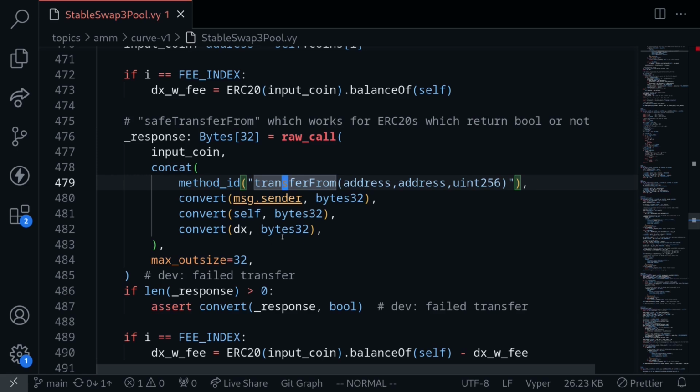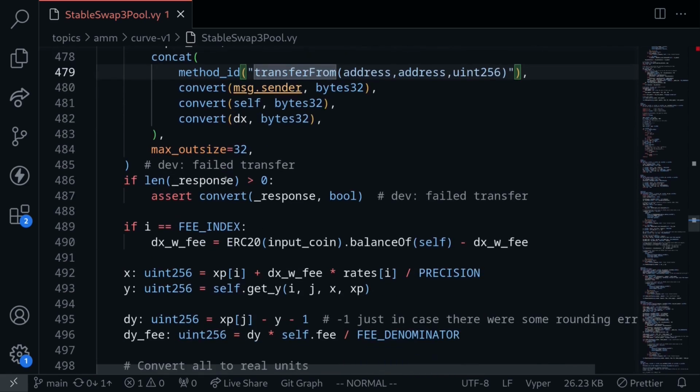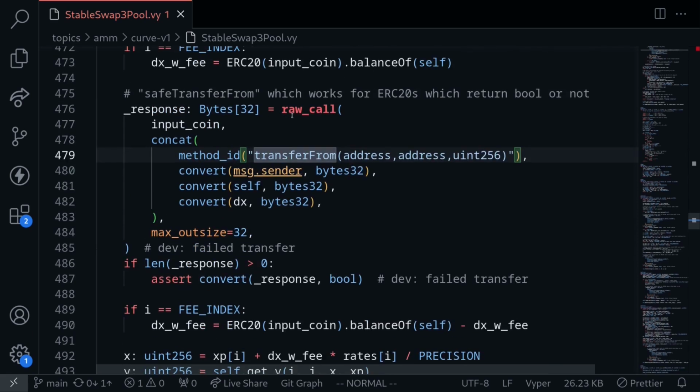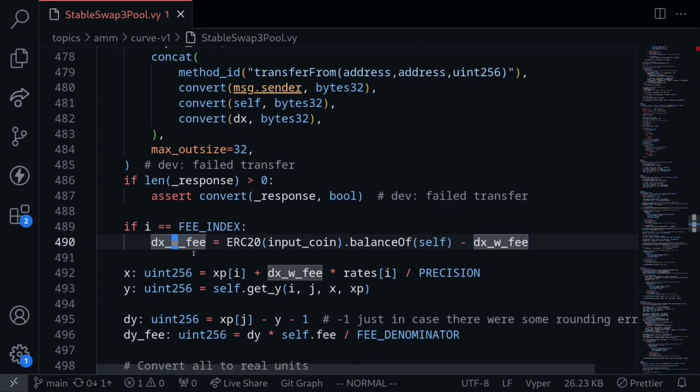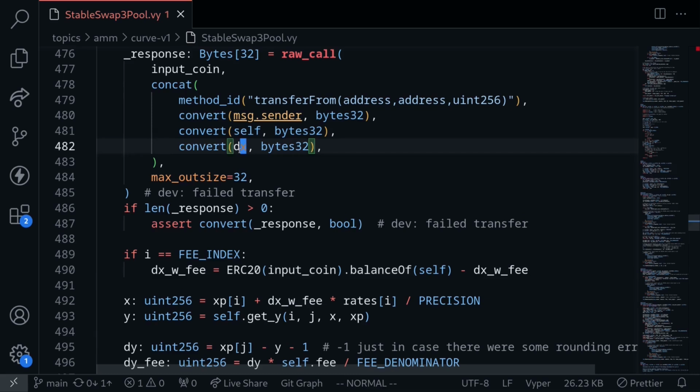Okay, once transfer from is called, next it checks that if the response from this raw call returns anything, then it checks that the boolean is equal to true. And then we see dx with fee again. After calling transfer from, it queries the balance of tokens again, takes the difference to calculate the actual amount that came in. For simple tokens like DAI and USDT that do not have fee on transfer, you can think about this dx with fee as equaling dx. The actual amount that was transferred into the pool is the amount that was specified.